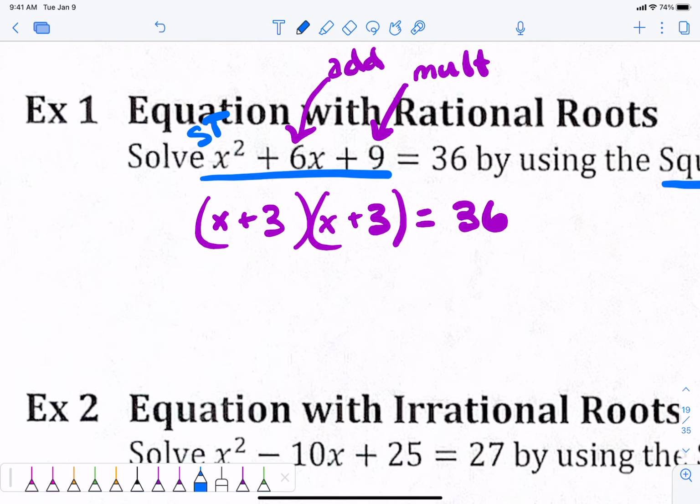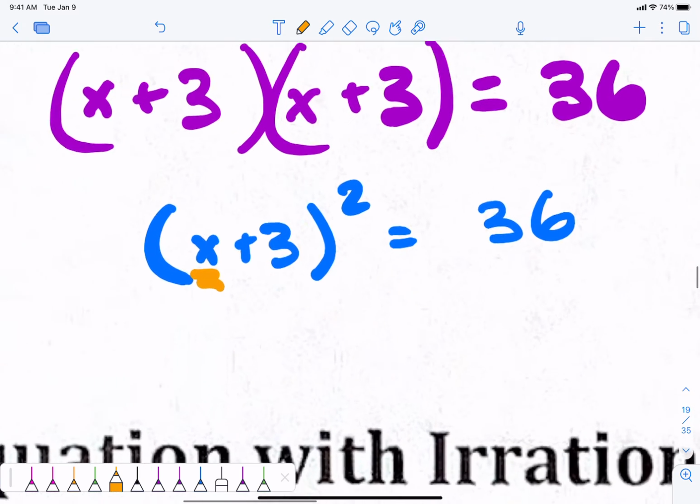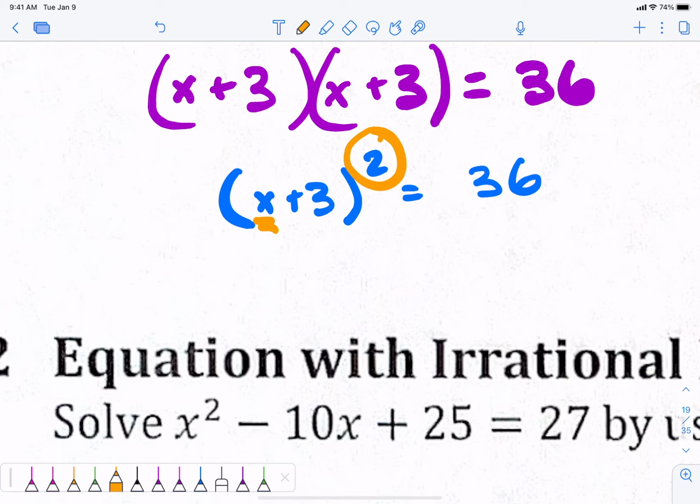Now, did you know that x plus 3 times x plus 3 can be written a different way? x plus 3 squared. That's how we're going to write it next, okay? This is called the square root property, all right? Now we have it squared, and now what we're trying to solve for is this x in here, right? We're trying to get that x by itself. So how do I get rid of this square?